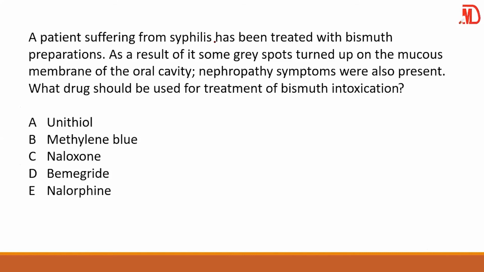We have a patient suffering from syphilis who has been treated with a bismuth preparation. Like I said earlier on, if it is a metal, if it is iron, lead, whatever, what comes to mind? If it enters the kidney, think of unithiol. And even in bismuth intoxication, what do you do? Unithiol. So over here, they ask for the drug used for the treatment of bismuth intoxication. See, if you understand the concept, you don't need to struggle for your answers. So it is bismuth intoxication, and your answer is unithiol. I've mentioned it and I'm repeating it. Unithiol is for metals, so mercury, lead, arsenic, all of them. And for bismuth intoxication, you use unithiol. So your answer is A.